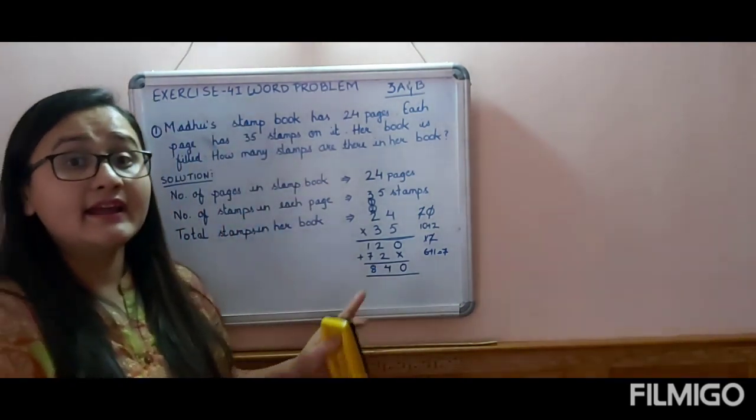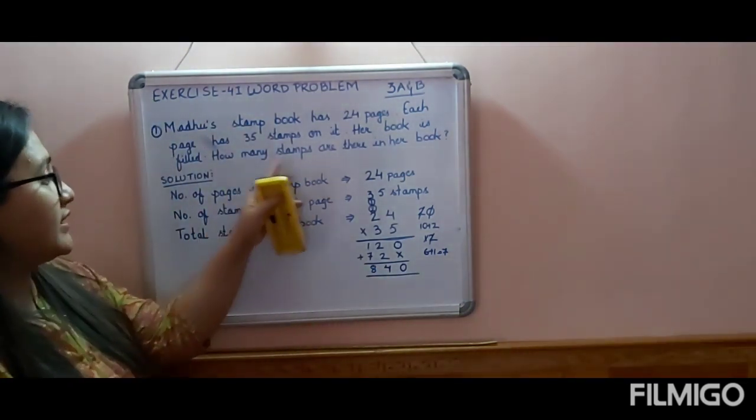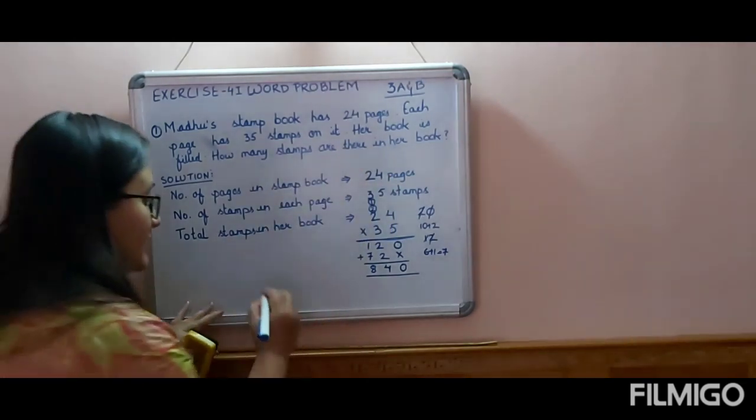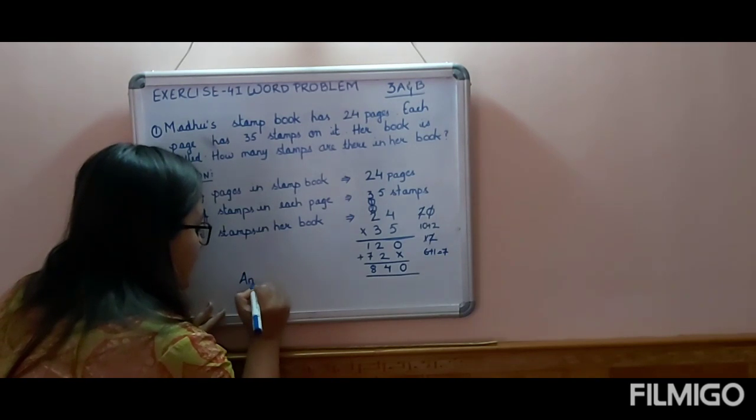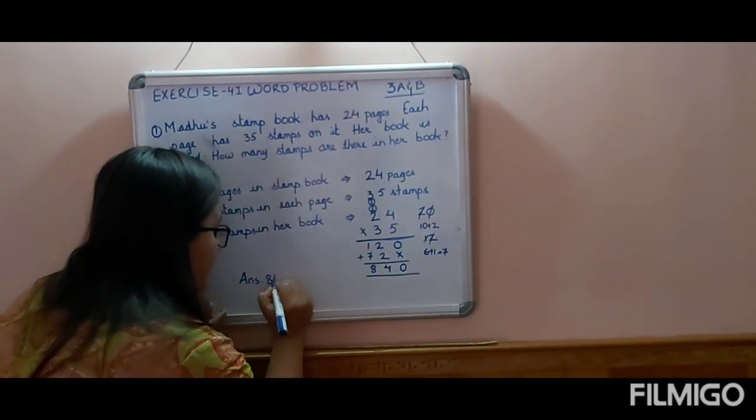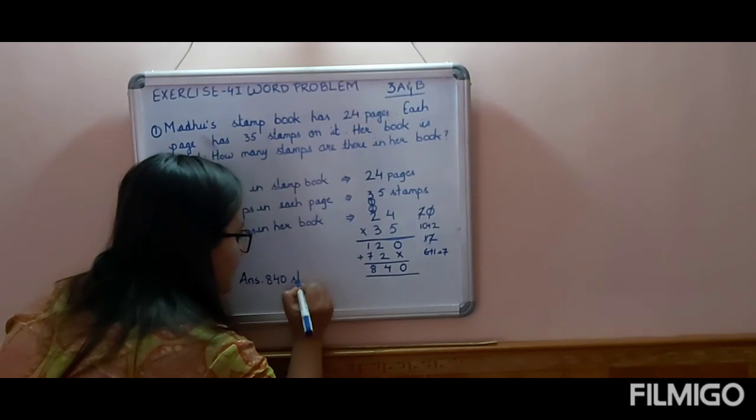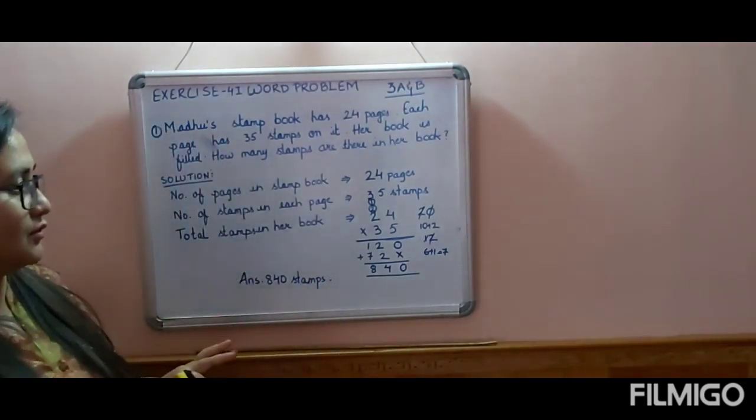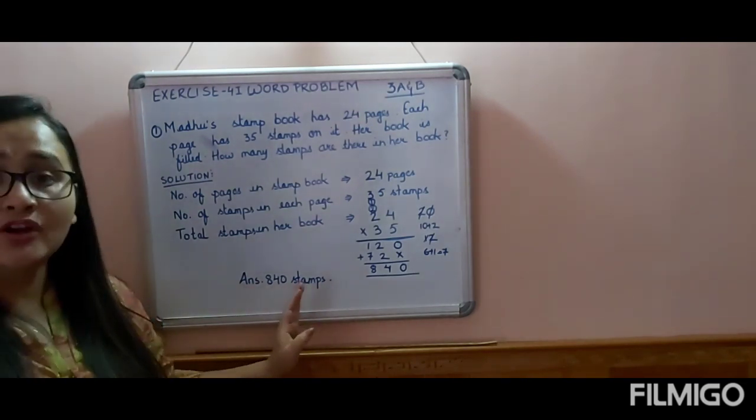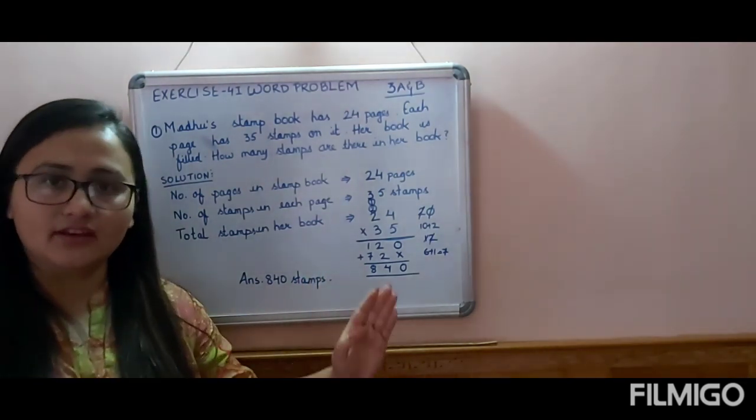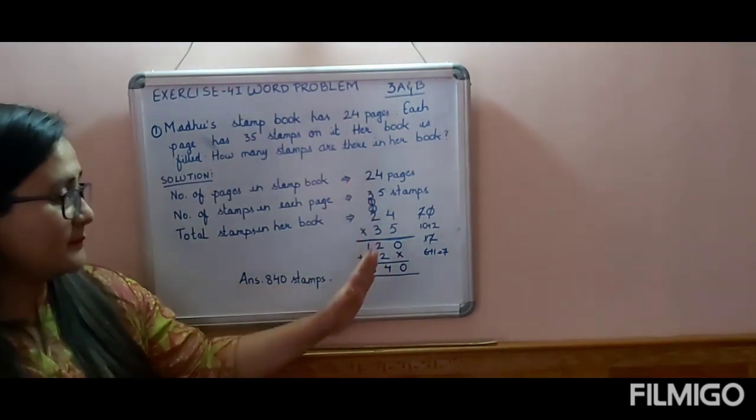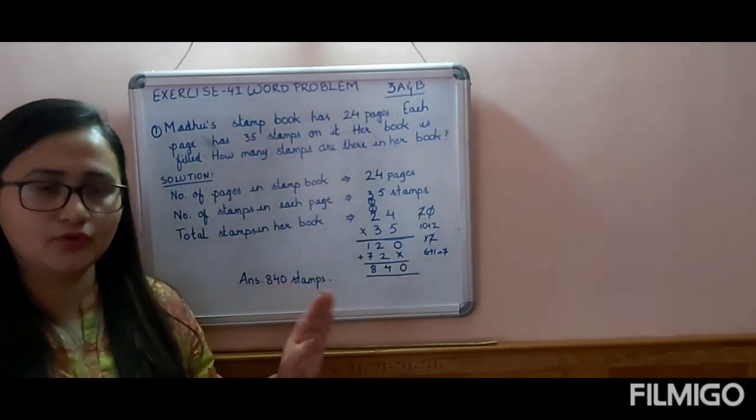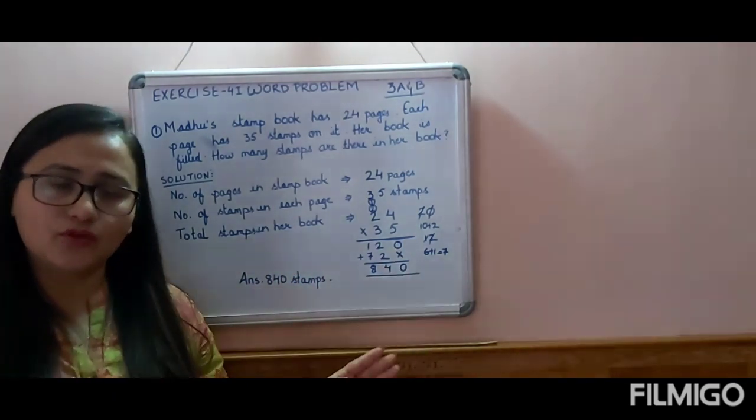So what is the answer? How many stamps are there in a book? Total stamps in a book are 840. So your answer will be 840 stamps. Okay, so there are 840 total stamps in her book. So this way you will do your multiplication word problem neatly and clearly in your notebook, as you all know that. So we will move on to the next sum.